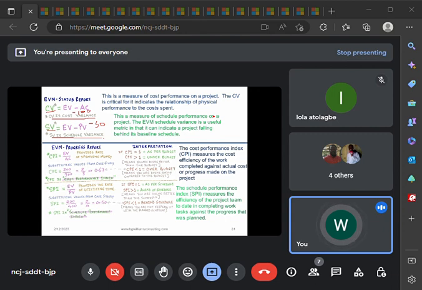When CV is positive, it simply means you are under budget, which is very good. Under budget simply means spending under your budget. As simple as that. Don't crack your brain. Spending within or under your budget.